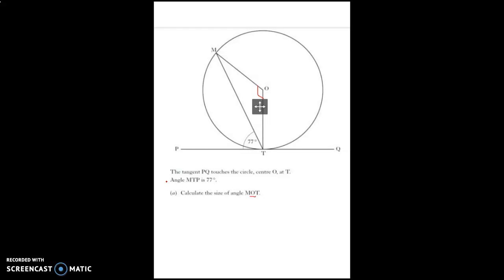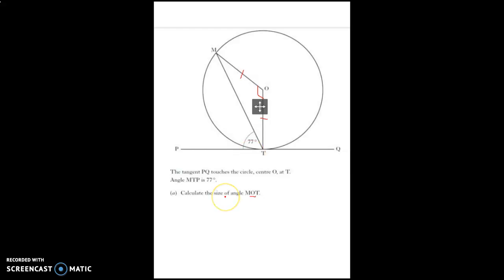Now, let's write down what we see. So using our circle theorems or angle facts within circles, let's start with the obvious. We have a triangle. We've got to ask ourselves, what type of triangle is this? Looking at this, we have two radii, so we know it is an isosceles triangle. Now that's going to be important for us.